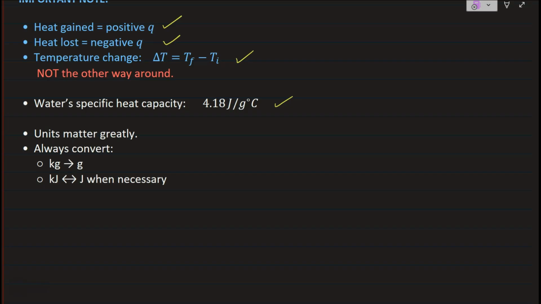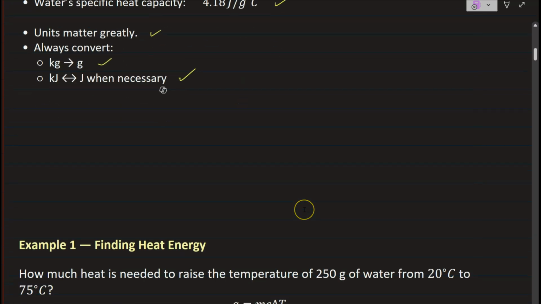Every substance has a specific heat capacity. For water, for example, it is 4.18. That value for any substance in the question will be given to you. And remember, units matter. You must stay with the same units. If there is a kg, you have to change it to grams. If it's kilojoules, you have to change it to joules. All right, now let's start with a question.